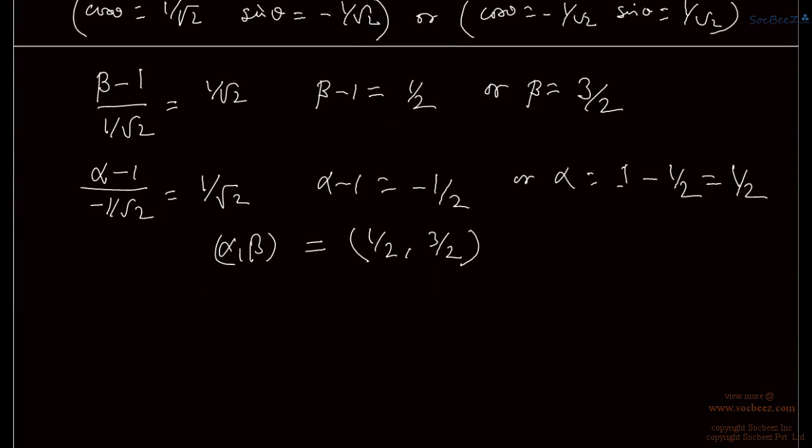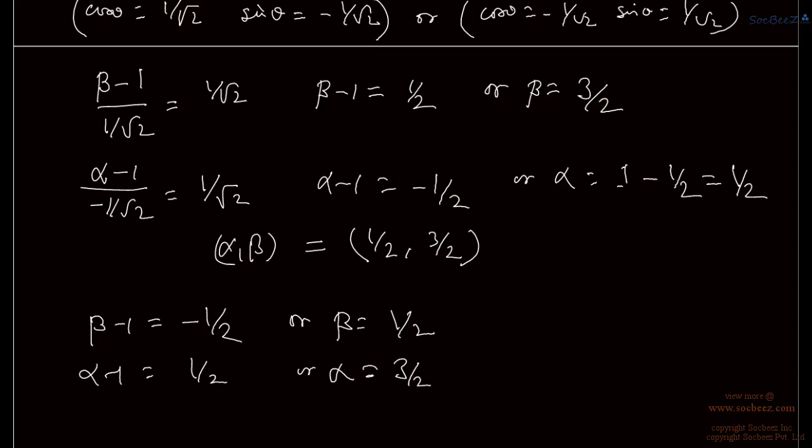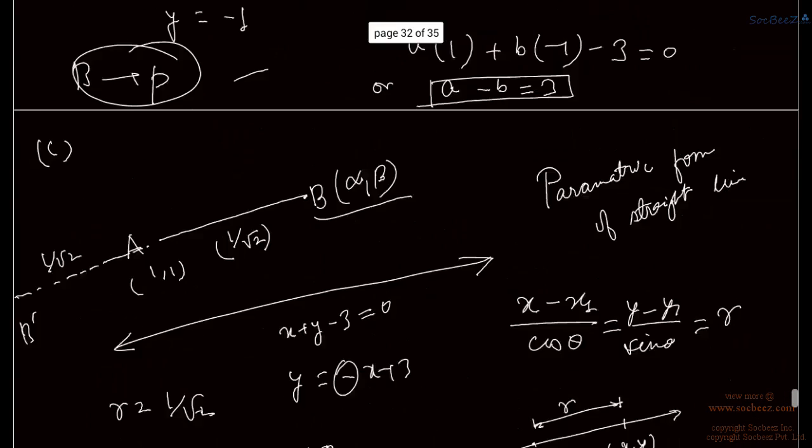Also, if we take cos theta as minus 1 by root 2 and sin theta as plus 1 by root 2, then we will get beta minus 1 equal to minus half, or beta equal to half, and alpha minus 1 equal to half, or alpha equal to 3 by 2. So alpha, beta can also be 3 by 2, half.